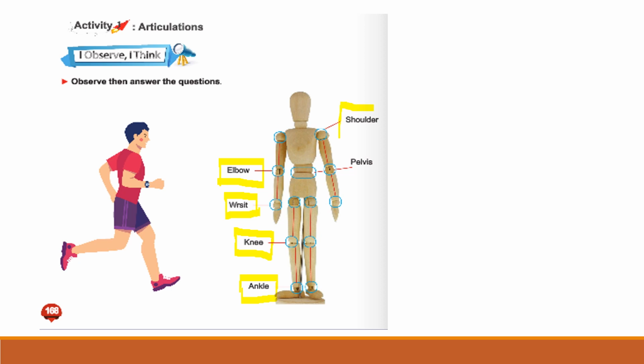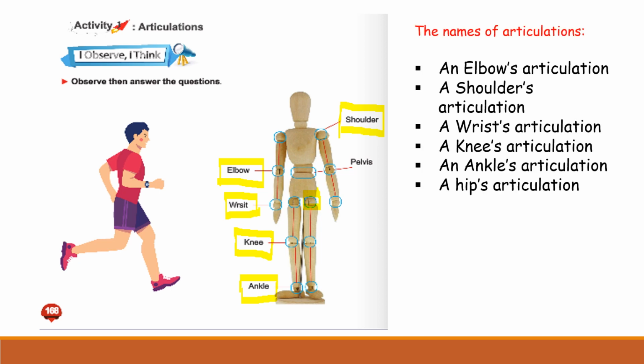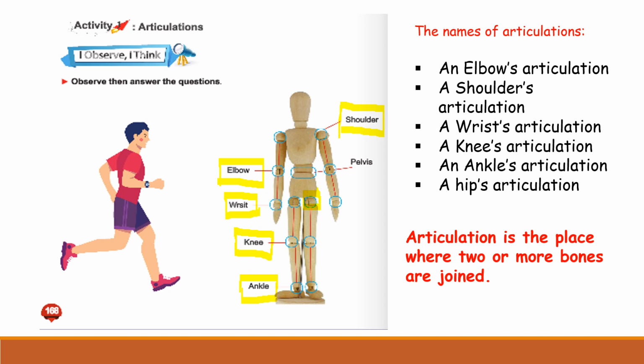We have here the shoulder articulation that joins the scapula to the arm bone. We also have an additional articulation called the hip articulation, and it joins the pelvis to the thigh bone. So the names of the articulations are the elbow articulation, the shoulder articulation, the wrist articulation, the knee articulation, the ankle articulation, and the hip articulation. And as a definition, an articulation is the place where two or more bones are joined.